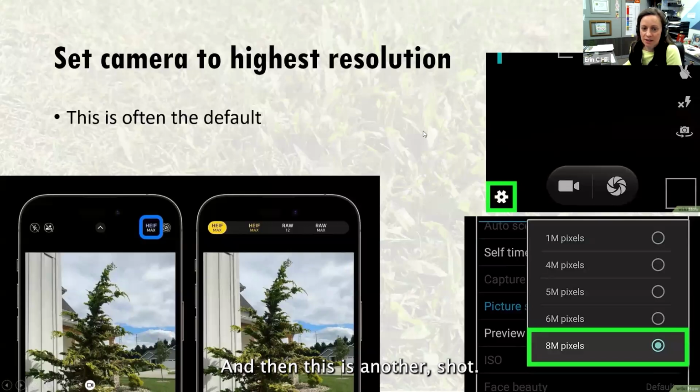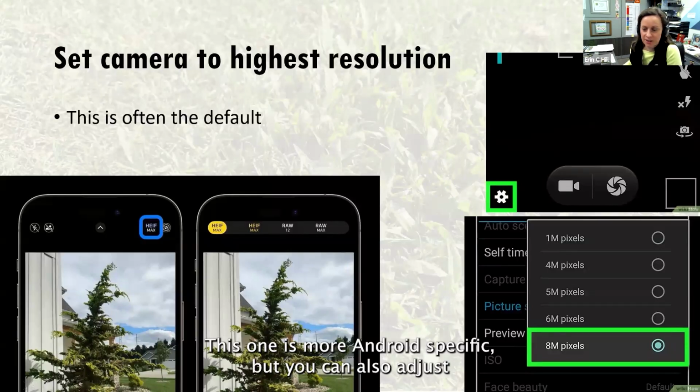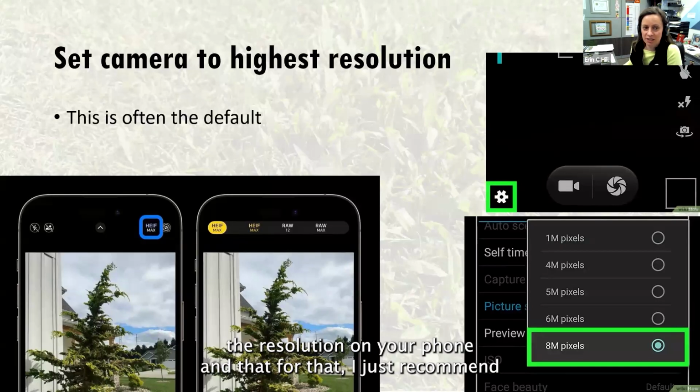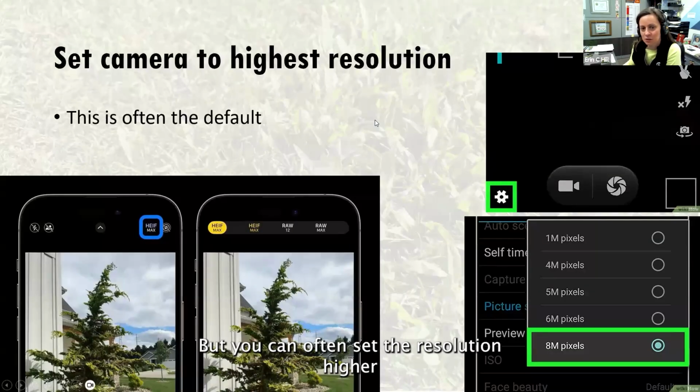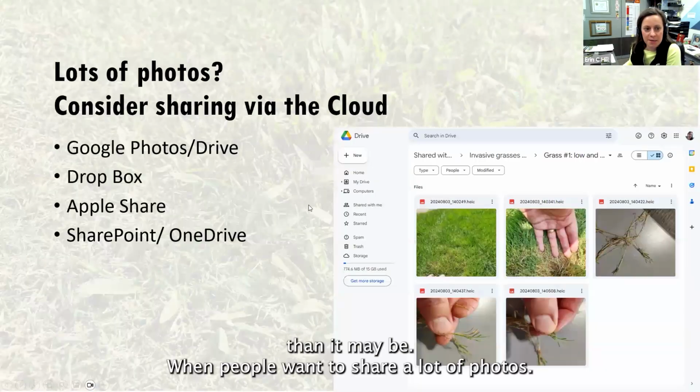And then this is another shot. This one is more Android specific, but you can also adjust the resolution on your phone. And for that, I just recommend that people look up their phone because there's too many different phones to really address this properly. But you can often set the resolution higher than it may be.